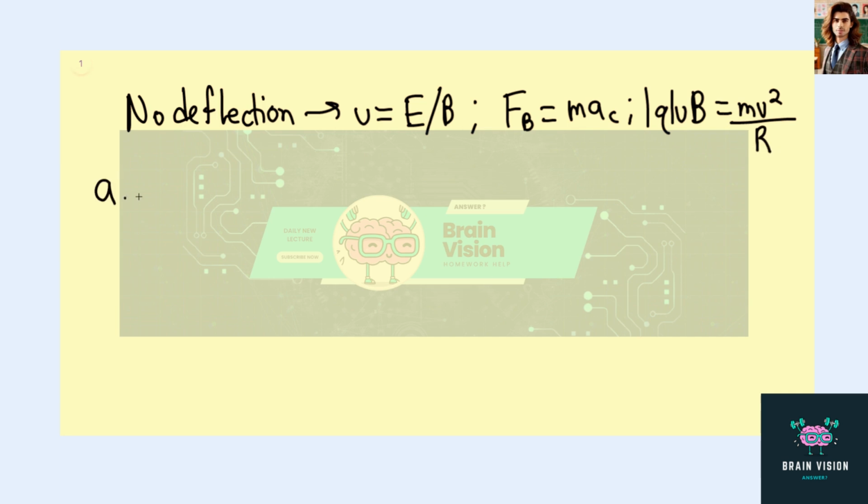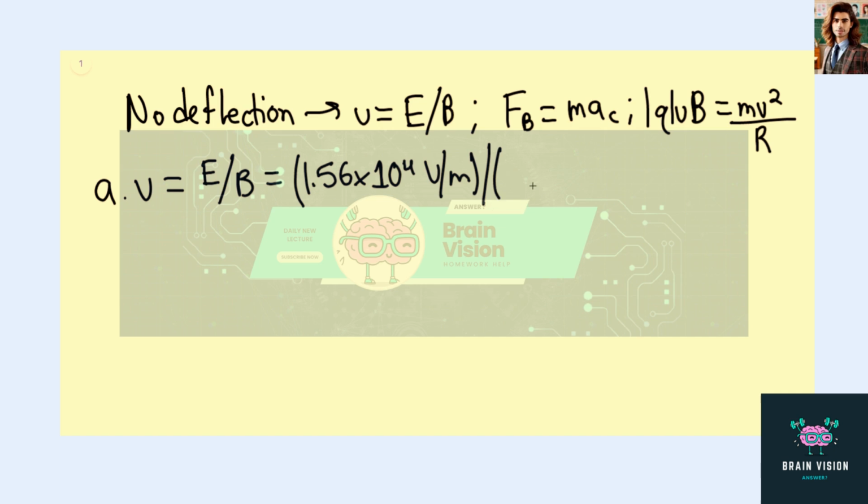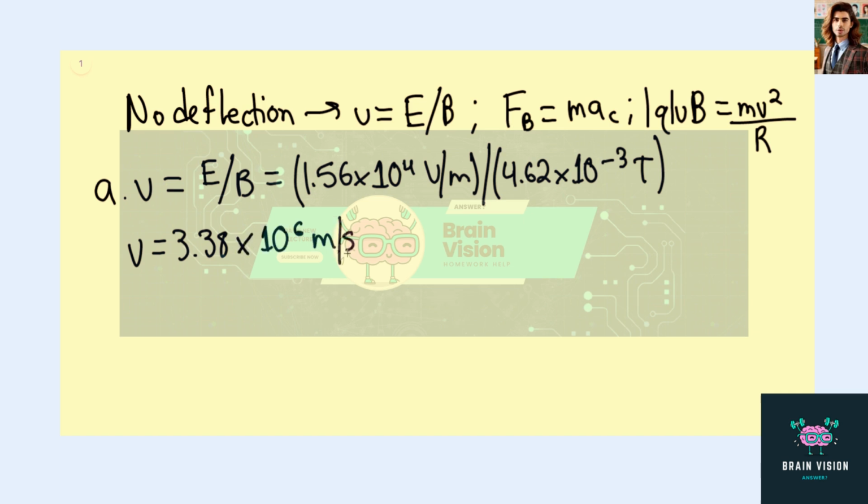For part A, they simply want the velocity, so this is going to be equal to the magnitude of the electric field divided by the magnitude of the magnetic field. This is going to be equal to 1.56 times 10 to the fourth volts per meter, divided by 4.62 times 10 to the negative third Teslas. And this is giving us 3.38 times 10 to the sixth meters per second.